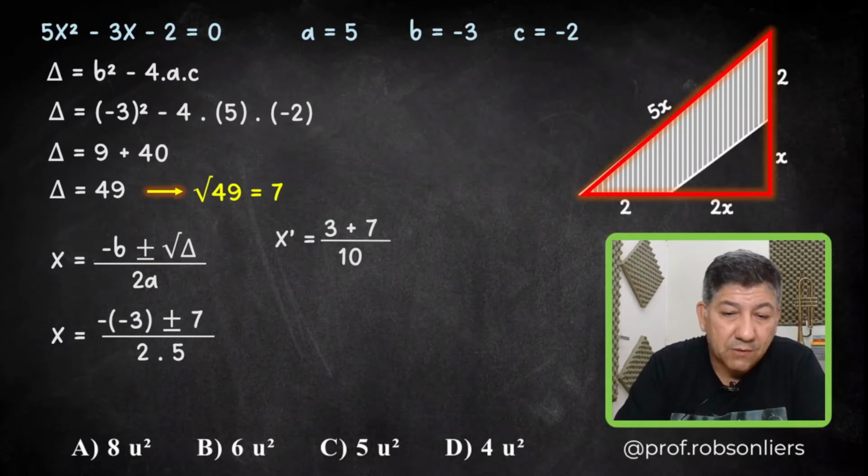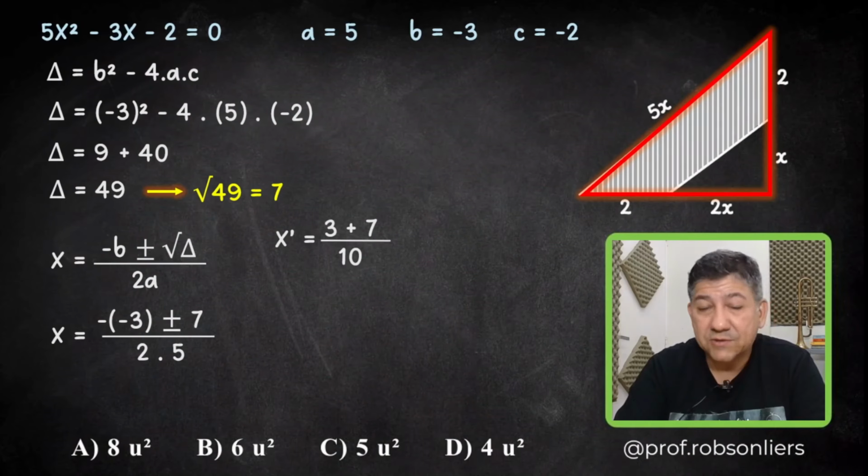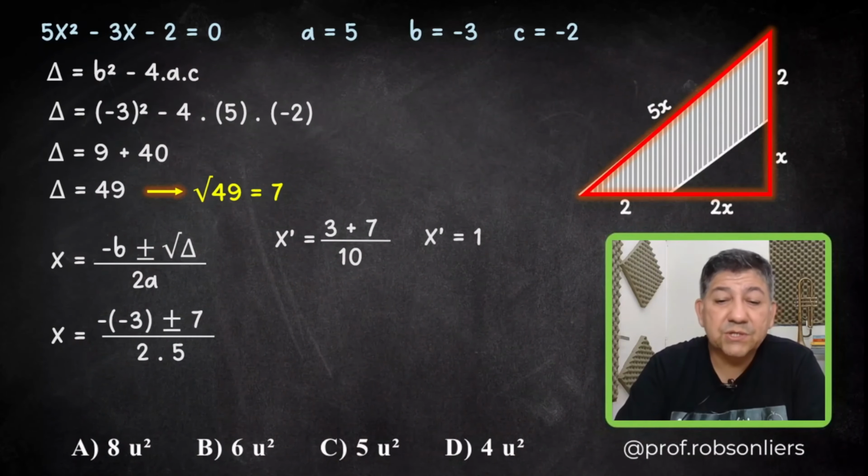So x is going to be equal to 3 plus 7 over 10. Notice that I used the plus sign here. Look, 3 plus 7 over 10. 3 plus 7 is 10. 10 divided by 10 is 1. We conclude that x sub 1 is equal to 1. We found the first root.